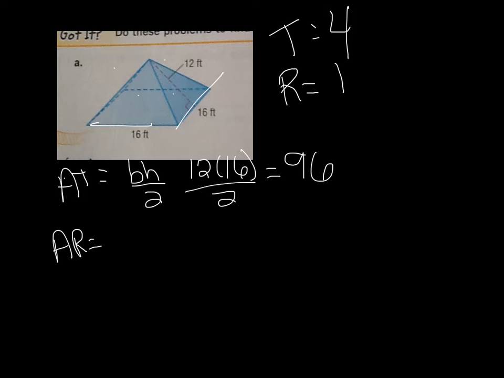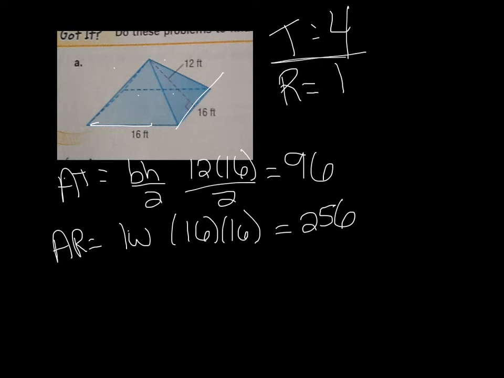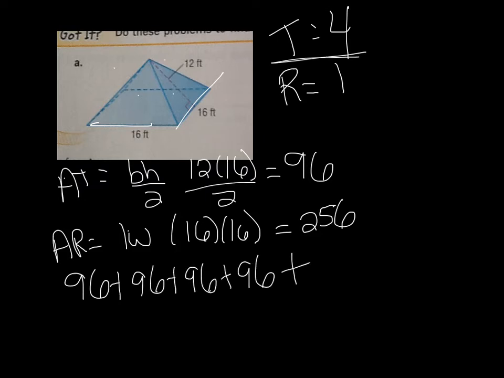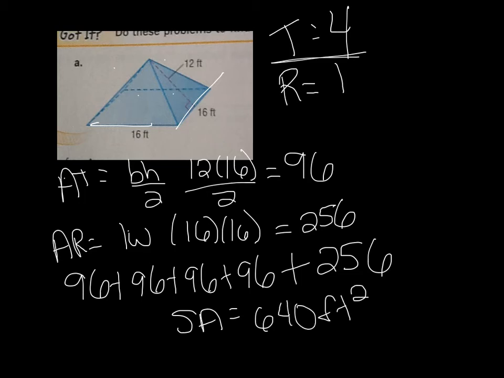So I take my 2 sides and multiply them, or you could do length times width again. So I have 16 times 16, and that is 256. So, as I noted up here, I take 96 4 times because there are 4 triangles on my surface area, and there is one square. So I add that 256 once. So when I add all those together, my surface area should be 640 feet squared. And again, it's squared because I'm finding a sort of area.